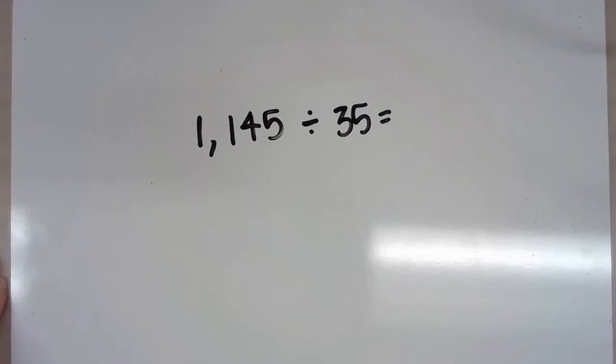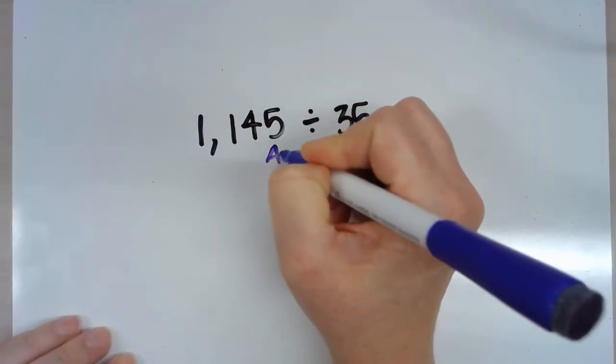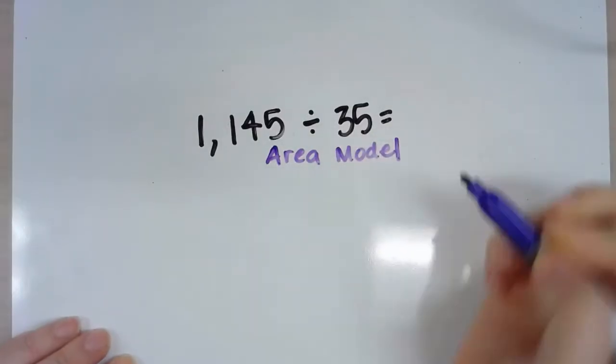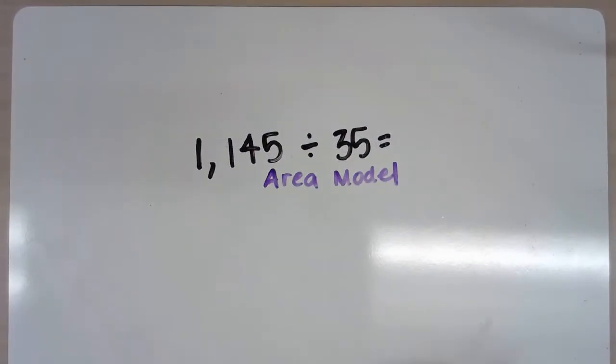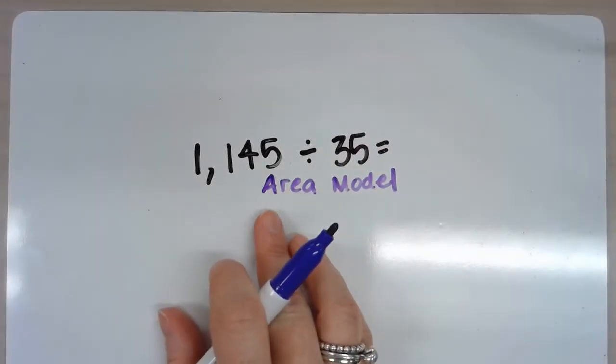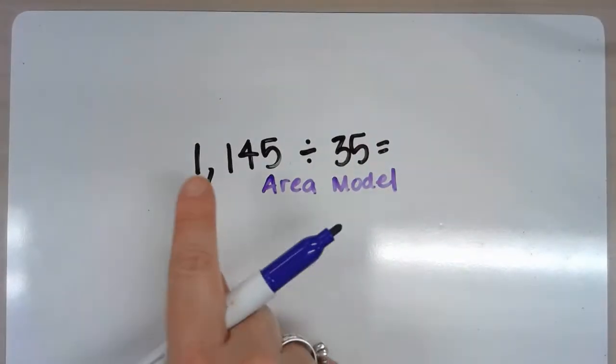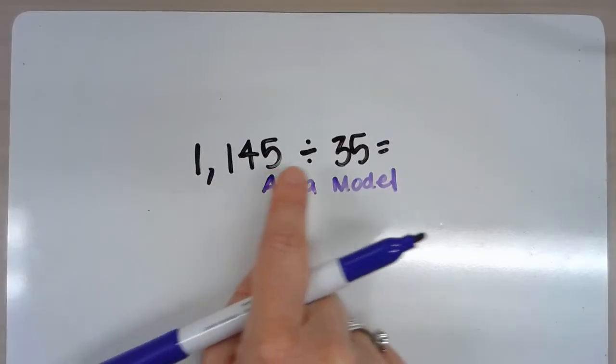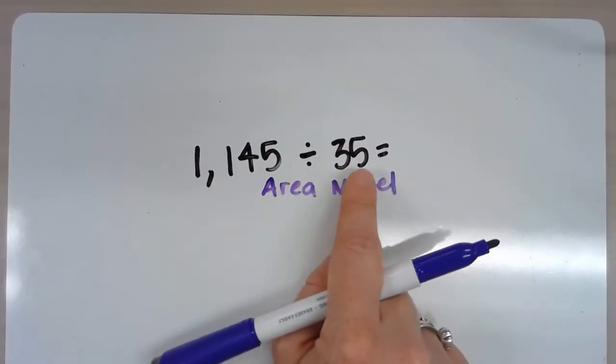We are going to talk about what we call the area model of division. We've talked about some area models for multiplication, so now let's talk about this particular problem and how we could use the area model to solve. We see that the dividend is 1,145, and we're dividing that into 35 groups.